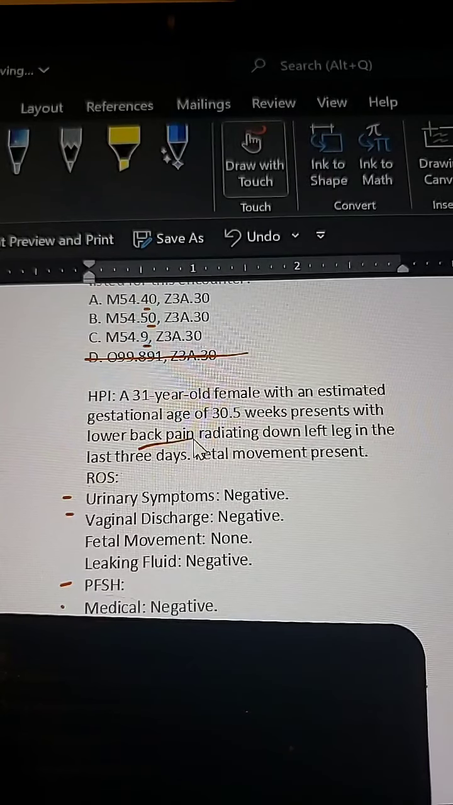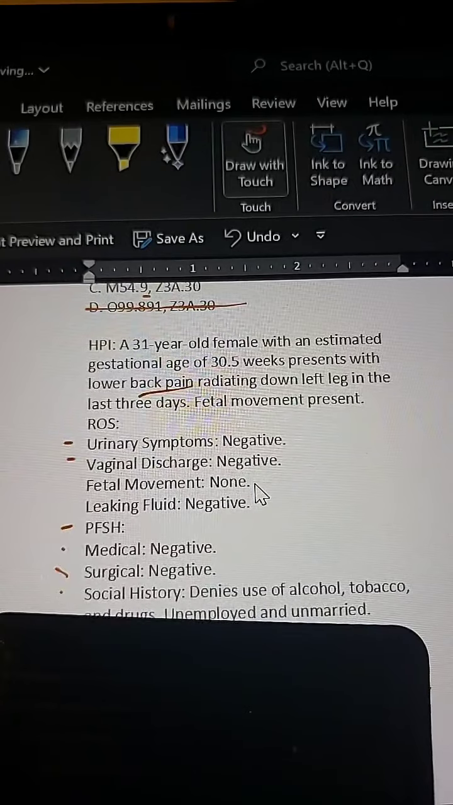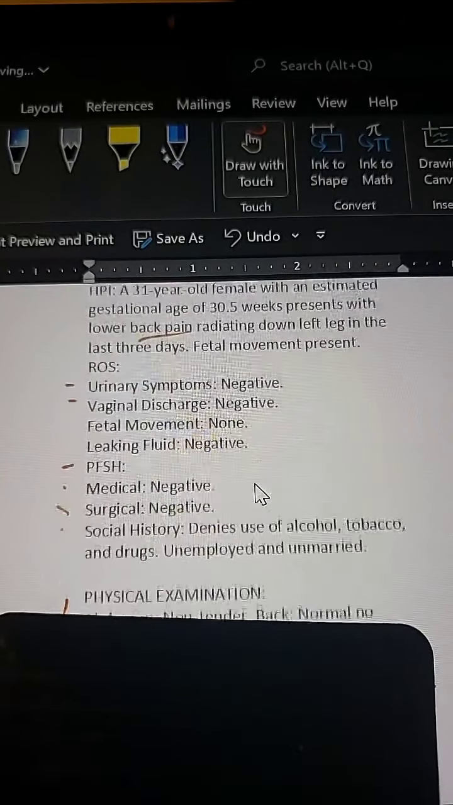Low back pain radiating from her leg for 3 days. Thanks for the help, dude.